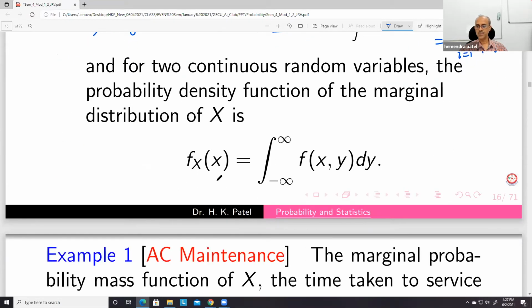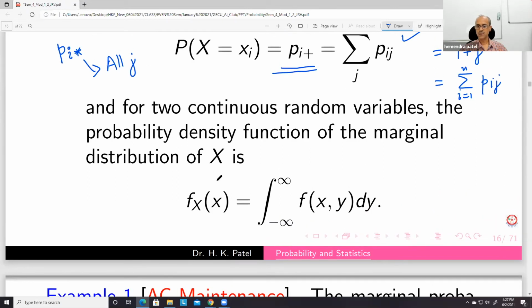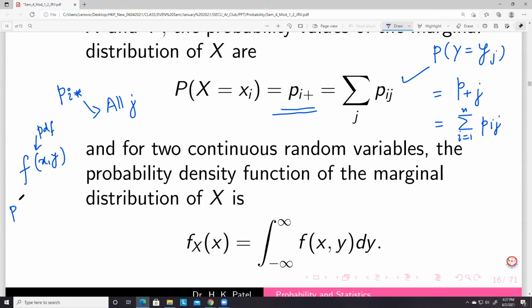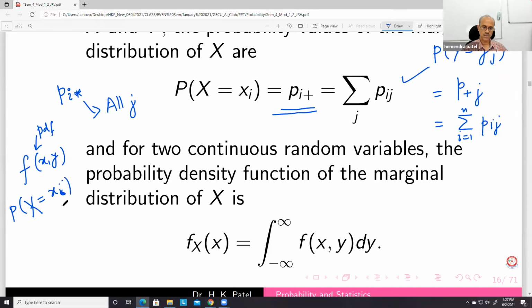This is in the case of discrete. And in the continuous case, what do we have? We have the PDF f(x,y). And what we want is P(X=x).